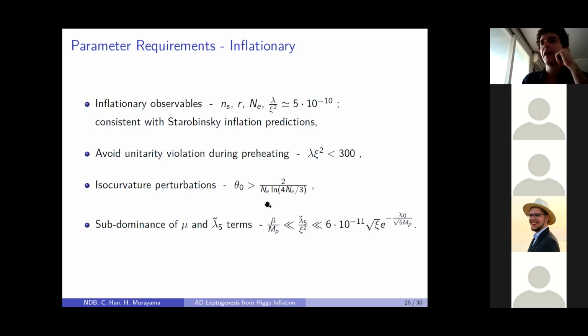And as I said before, we've got this constraint on our lambda 5 coupling so that it doesn't affect inflation. So this we can combine into our constraints as well. And this is how I got the upper bound constraint on the matter-antimatter asymmetry.